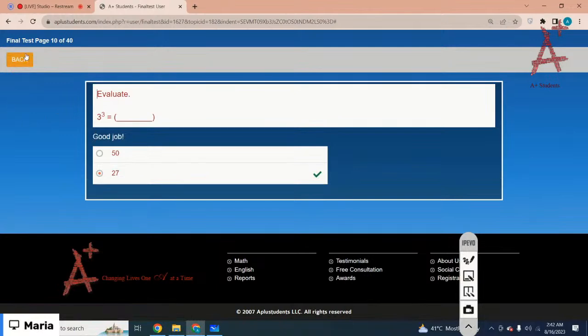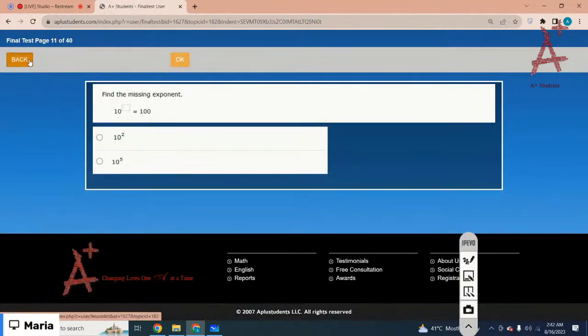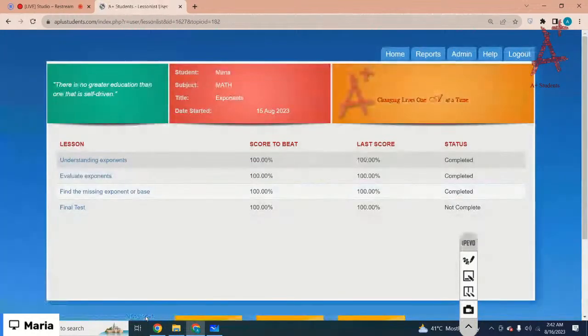Okay, you can complete the lesson by yourself later today. So we're working on grade 5 math, on the chapter exponents. The lessons we have covered today are understanding exponents, evaluate exponents, find the missing exponent or base, and we just did the final test. So please make sure before the next session you complete all the test questions for the lessons we did today.